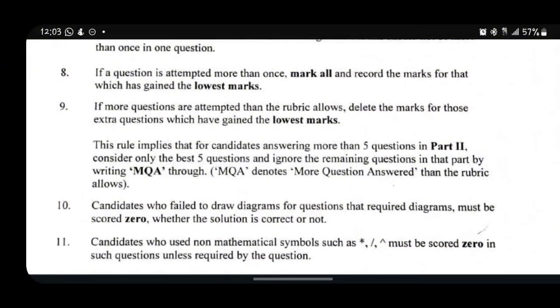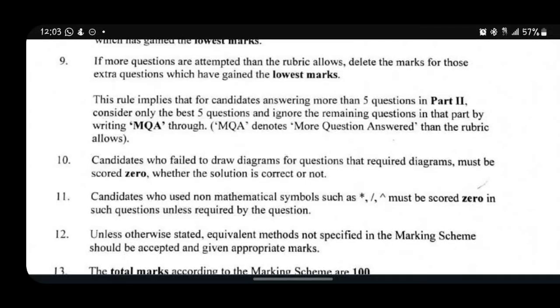Now let's move to number 10. It is also worthy of note that in case the candidate is required to answer just 5 questions in part 2, and the candidate has answered 5 questions in part 2, the examiner can ignore other questions by writing MQA, that is, more questions answered than the rubric allows.